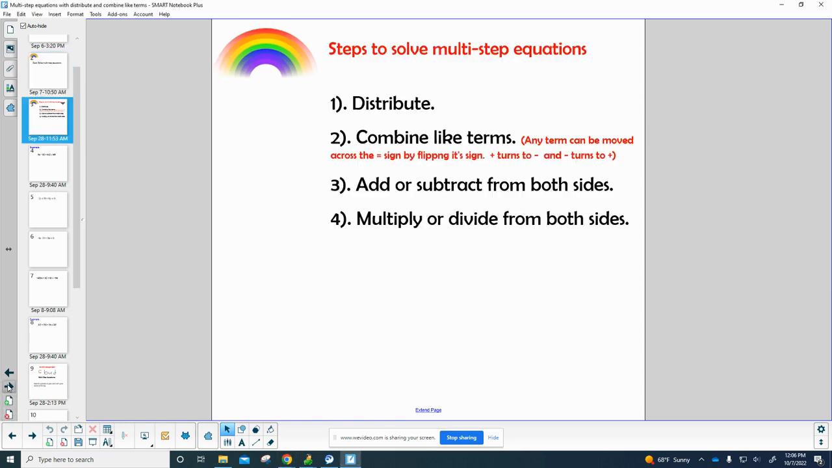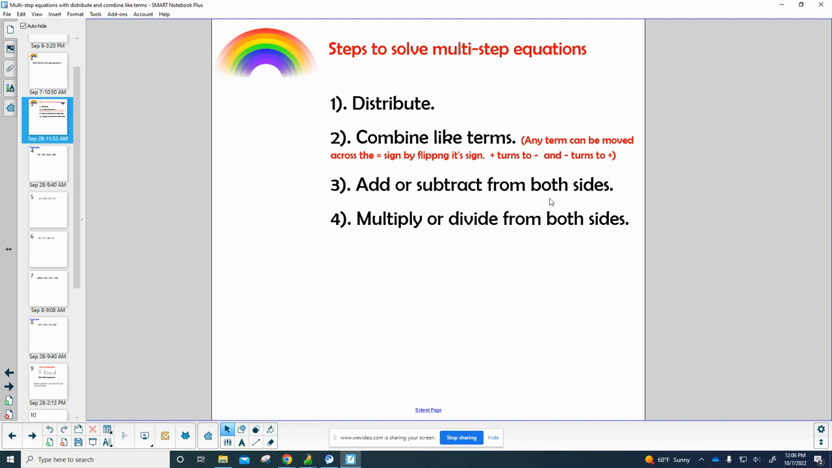So what we want to start with is a little bit of a checklist. If you get a multi-step equation, first of all, you're going to look through the equation and get rid of any distributing that needs to be done. So if you have parentheses anywhere, you're going to multiply the numbers in front of the parentheses by each thing in the parentheses to get rid of those parentheses. Then combine the like terms together on both sides, and then you can notice that any term can be moved across the equal sign by flipping its sign. So positive would turn to negative, or negative would turn to positive if you move it across the equal sign.